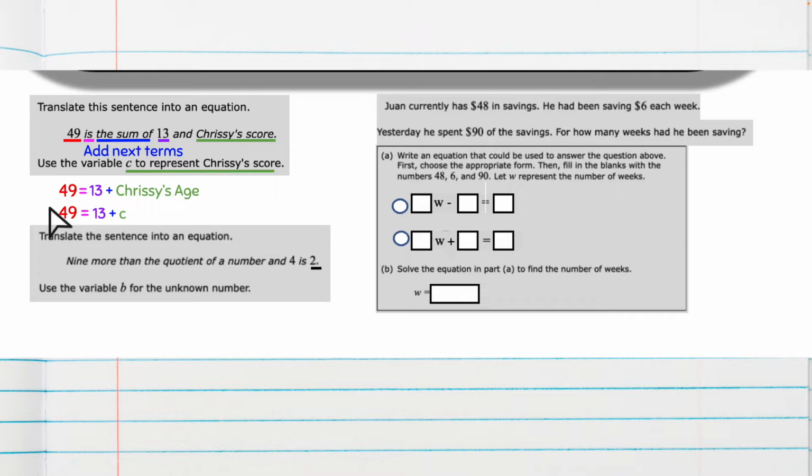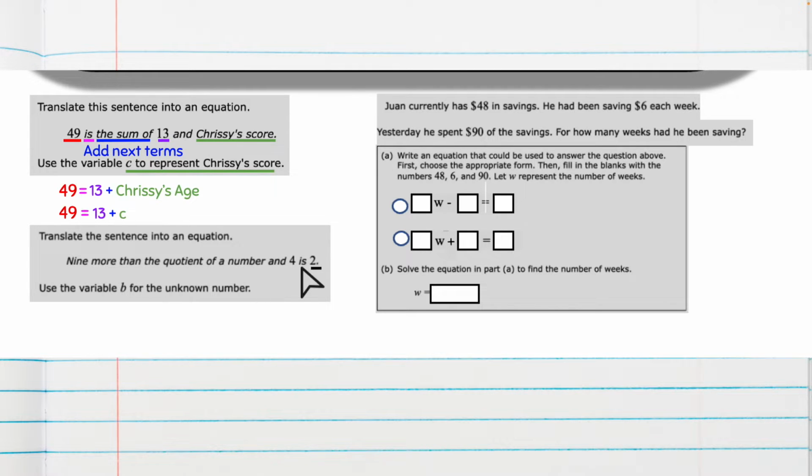Subtract 13 from both sides to see what was Chrissy's, that shouldn't say age, that's its score. What was Chrissy's score? All right, so on the very next one here, we have translate the sentence into an equation. So same thing, 9 more than the quotient of a number and 4 is 2.